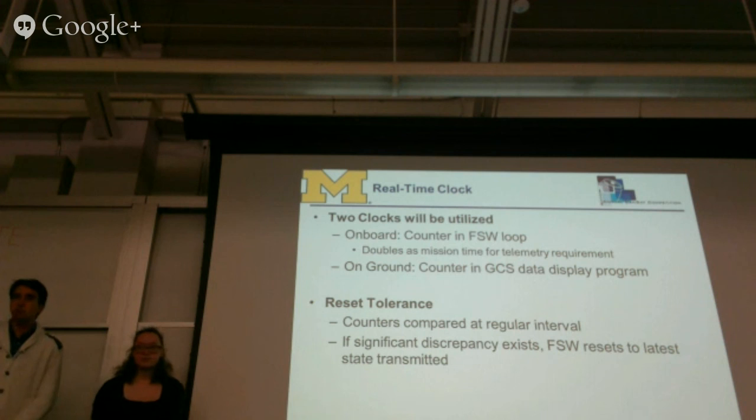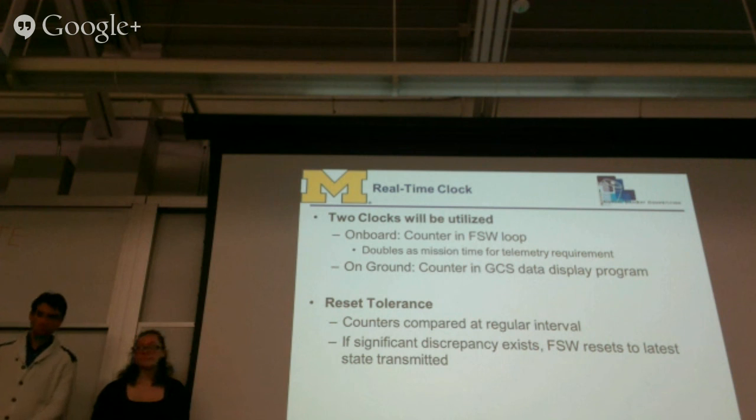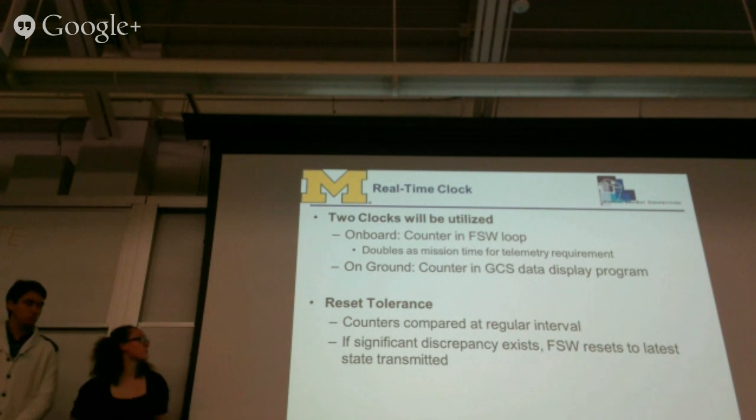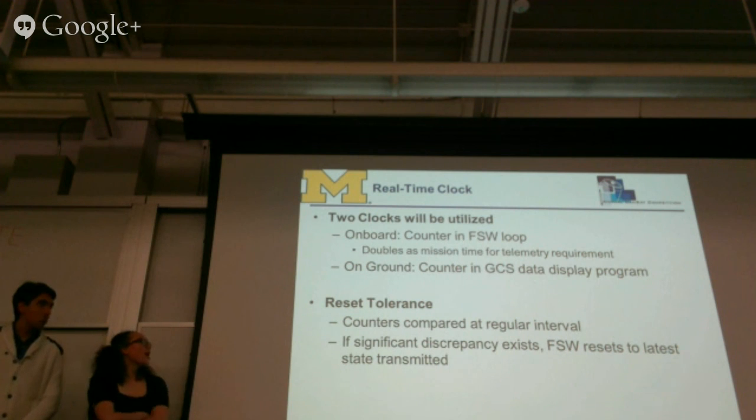That's going to double the mission time for the telemetry requirement. And on the ground, there's going to be a counter running in the ground station data display program. By comparing those, we're able to impose a reset tolerance if a significant discrepancy exists during the comparison, which is going to be going on at a regular interval. The flight software is going to be able to reset to the latest state transmitted. That's to safeguard against the Arduino turning off for a minute during the flight.